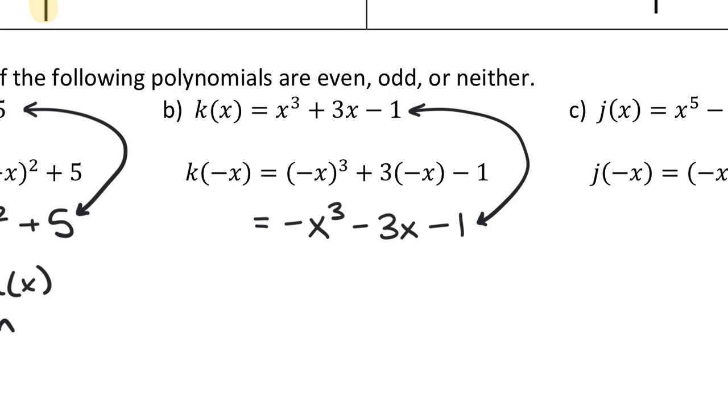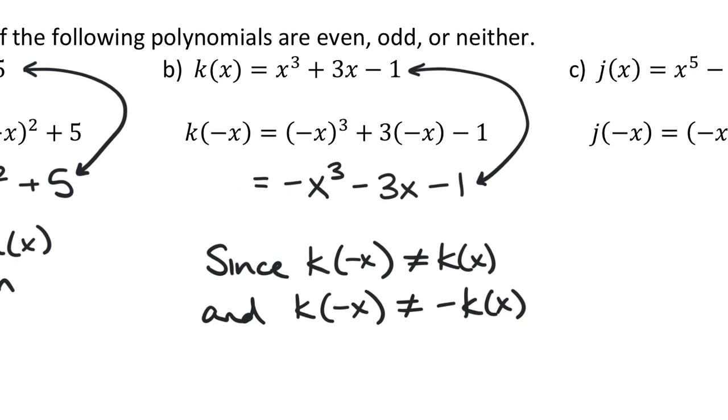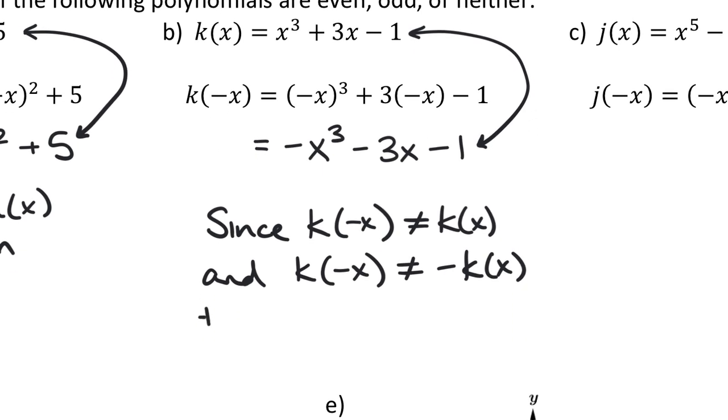So here's how we write our answer here. We would say since k of negative x does not equal k of x, and k of negative x does not equal negative k of x, that's the opposite, then this function is neither.